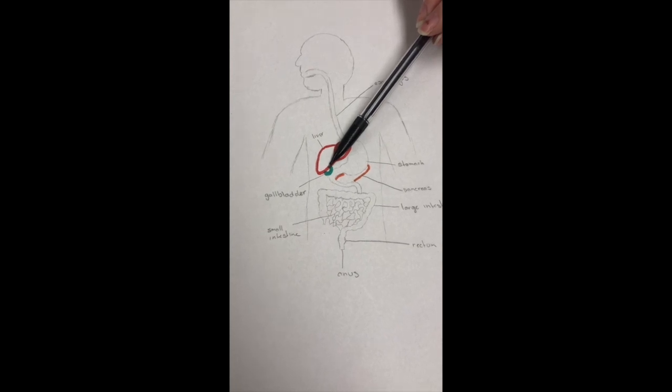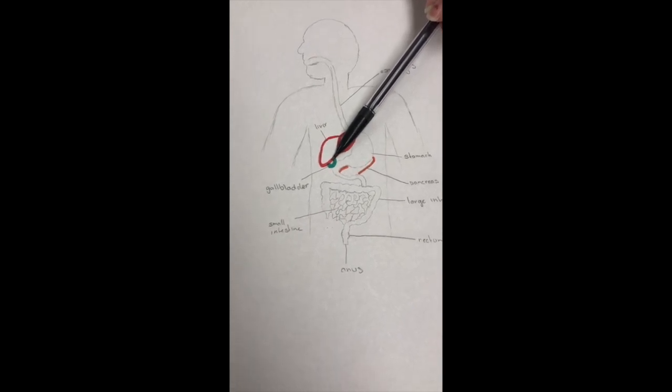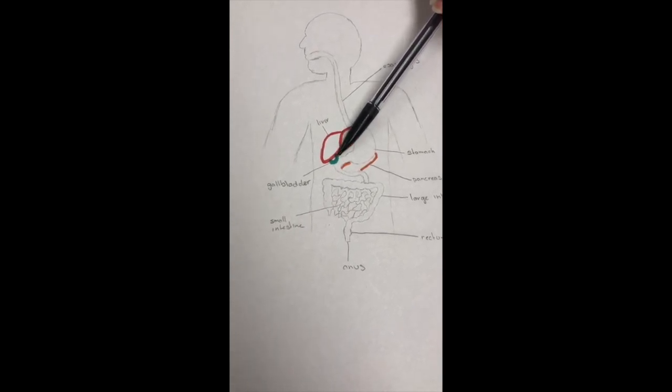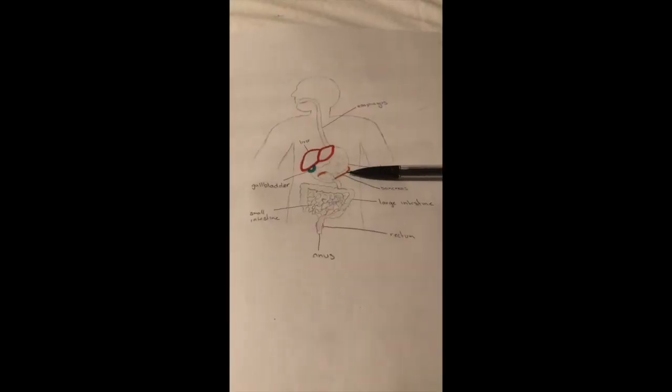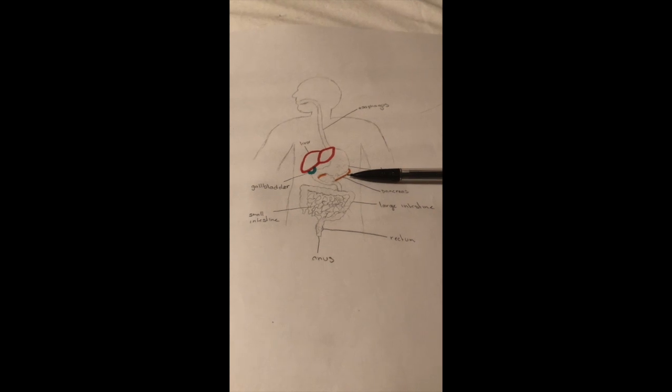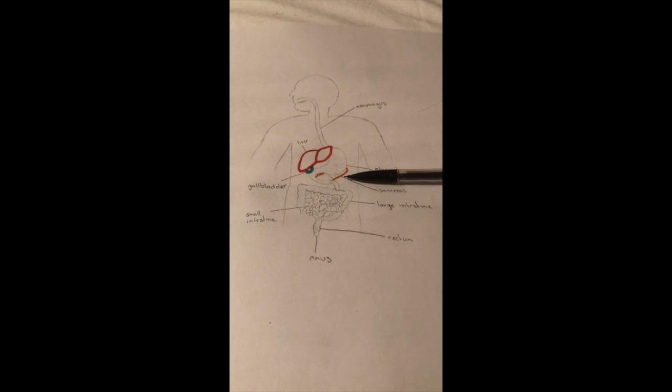It allows for a 35 milliliter to 100 milliliter storage capacity. Another organ that aids with digestion is the pancreas. Pancreatic juices contain bicarbonate and other enzymes. Some of these enzymes include amylase, which digests starch, trypsin, which digests proteins, and lipase, which digests triglycerides.